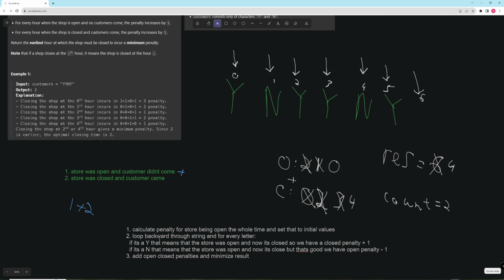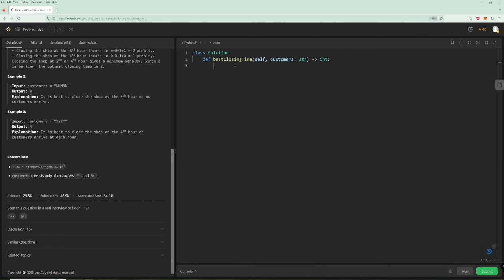Right, so we just minimize the result. We add open and closed, and see what our old result count was. If it's less than or equal to, you do want to check for less than or equal to, because if the count is the same, you are going to want to take the leftmost index. And then finally you just return the result index over here, and that's your result. So a pretty straightforward algorithm, so we should be able to code it up now. So that's what we're going to do.